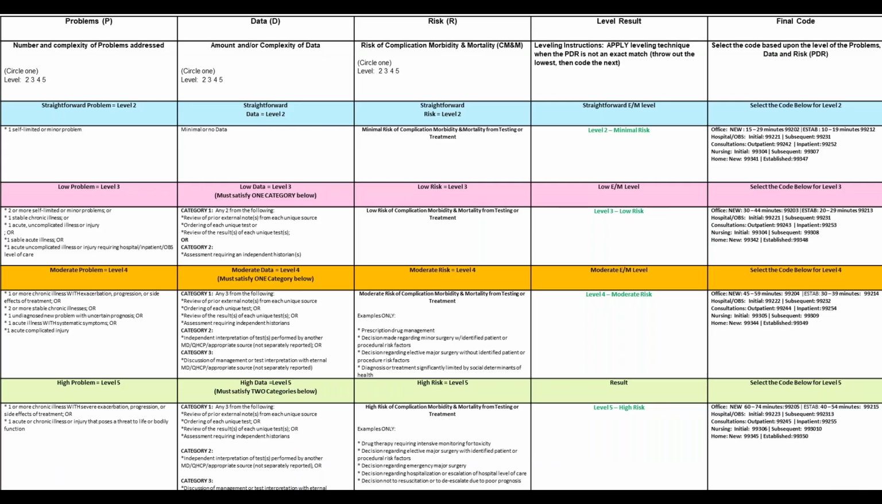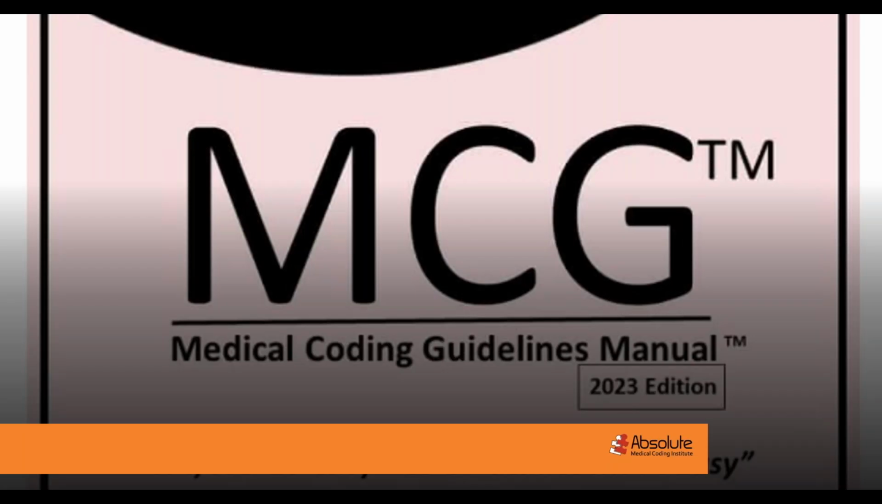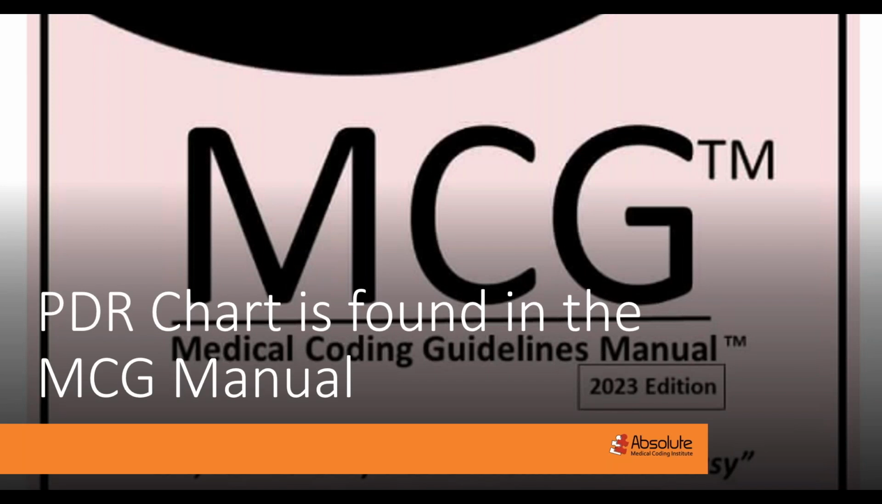And this is a brand new PDR chart with a lot of updates from the previous one. We have added office consultation codes. We have added the nursing and home care codes. So all those codes have been added to the PDR chart. And where can I get them? They are available in the MCG manual.